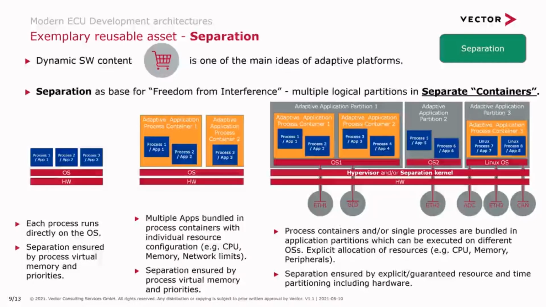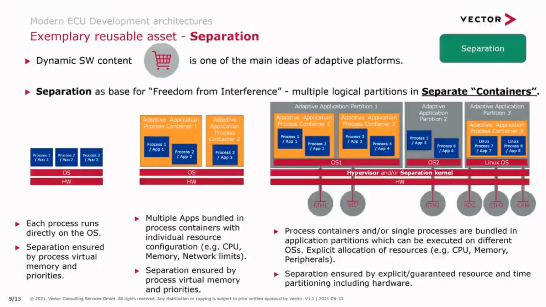An extended version, this would be the middle one, is the bundling of apps in process containers where individual resources can be configured. So in addition here to the previous version, let's say, we have the possibility to introduce additional limitations. For example, CPU maximum usage can be configured for the container.